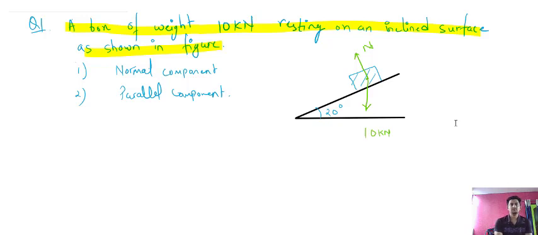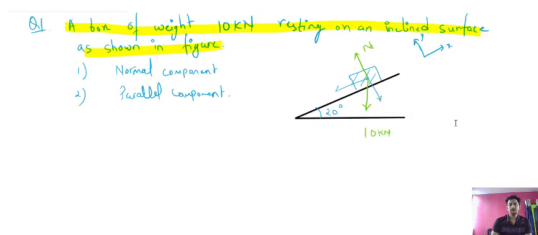So how will we resolve the components? Since it is an inclined plane, I have told you that you need to consider the Cartesian system as inclined. So this will be the x-axis and this will be the y-axis. W, the weight, is acting this way. This is the 20-degree angle. Now we are considering the Cartesian system.